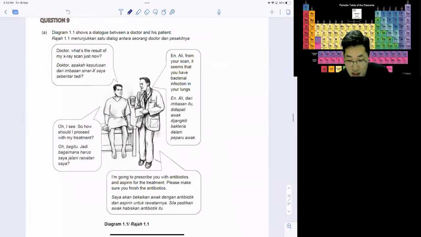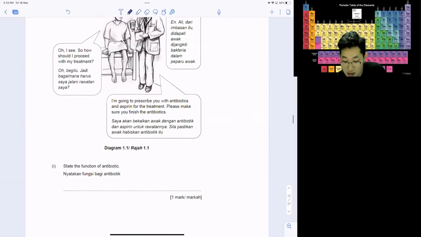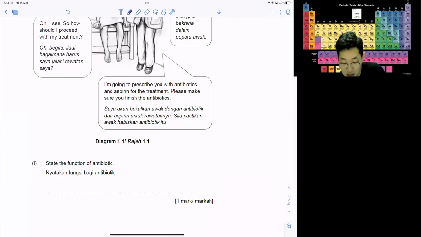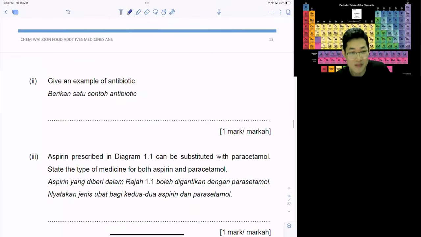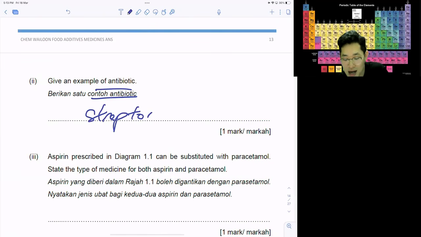This one, what are they doing? Doctor, what is the result of the X-ray? Oh, I see. Hey Encik Ali, from your scan, it seems that you have bacteria infection in your lung. Kill bacteria, okay, kill bacteria, good. Example of antibiotic: penicillin or streptomycin.